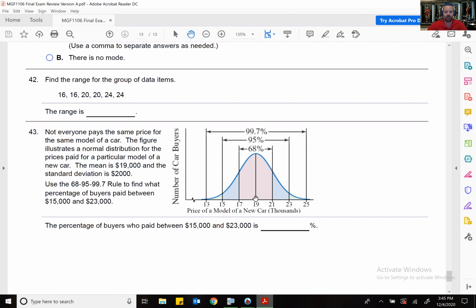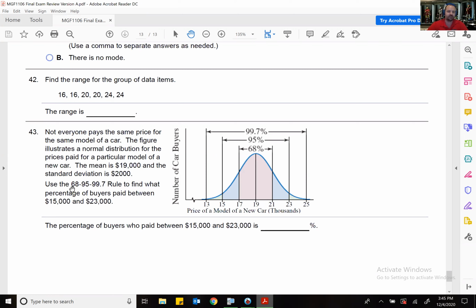So you can see right here in a normal distribution, the mean goes in the middle. And then how we get these other numbers is by adding or subtracting that standard deviation. So 19,000 plus 2,000 is 21,000. Plus another 2,000 is 23,000. 19 minus 2,000 is 17,000. Minus another 2,000 is 15,000. So on and so forth.